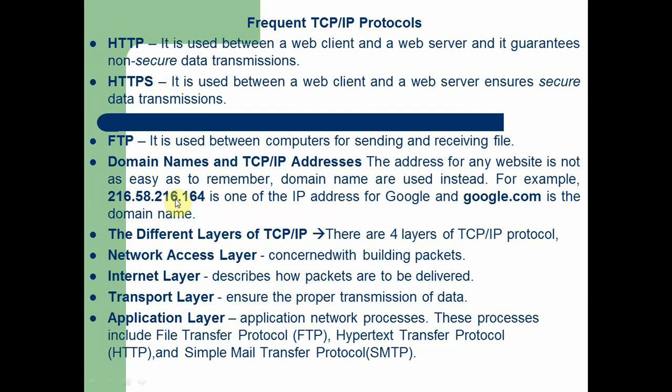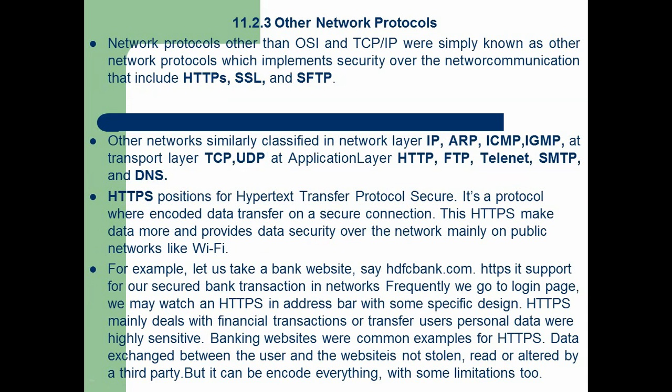There are different layers used for this. The TCP/IP model has four layers. One is the network access layer, second is the internet layer, third is the transport layer, fourth is the application layer. The network access layer is concerned with building packets. The internet layer describes how packets are to be delivered. The transport layer ensures the proper transmission of the data. The application layer handles network processes. These include FTP, HTTP and SMTP, that is file transfer protocol, hypertext transfer protocol and simple mail transfer protocol. These are the different layers used in the TCP/IP protocol model.